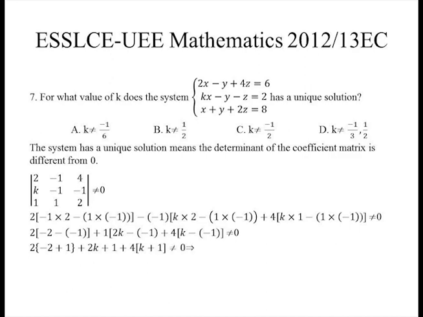This implies negative 2 plus 1 is negative 1, times 2 is negative 2, plus 2k plus 1, plus 4 times k is 4k, 4 times 1 is 4, different from 0. 2k plus 4k is 6k, minus 2 plus 1 is negative 1, negative 1 plus 4 is positive 3, different from 0. Take positive 3 to the other side of the inequality and then divide it by 6. We will find k is different from negative 1 over 2. The correct answer is choice C.